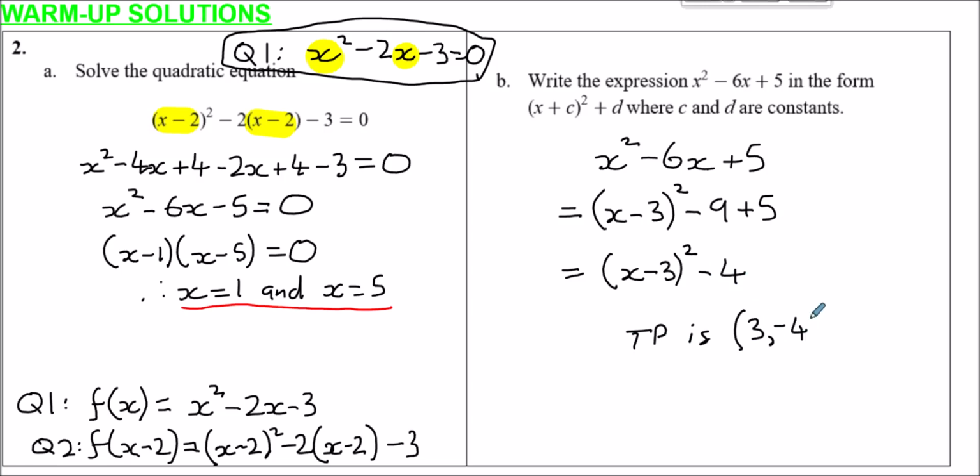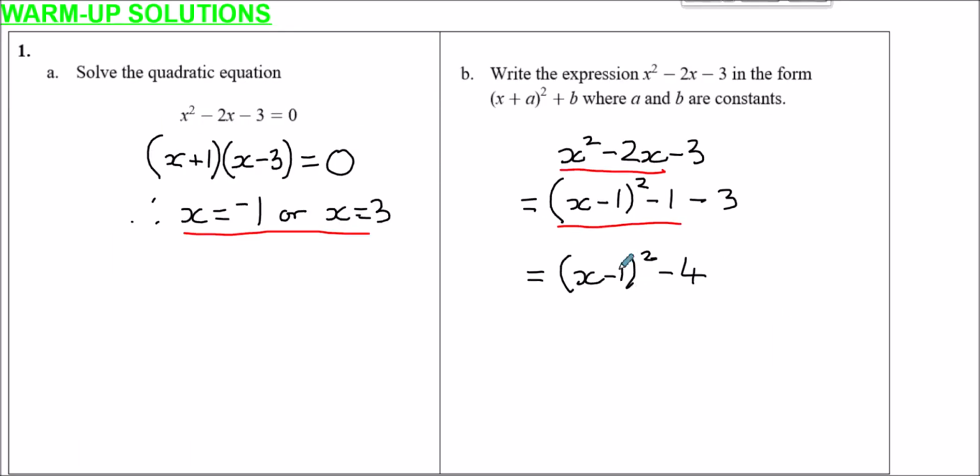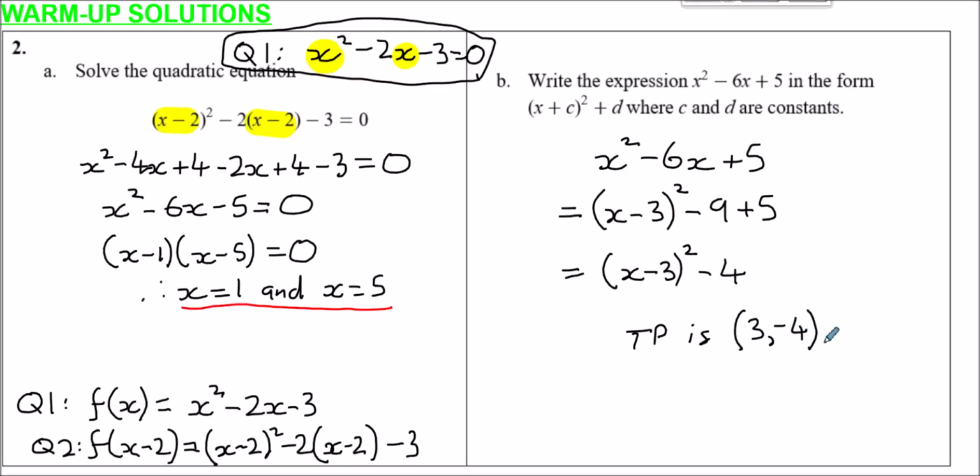And again, if I just quickly compare to 1 part B, the turning point for this one was at (1, minus 4). So the turning point's gone from (1, minus 4) to (3, minus 4). So again, that's been moved 2 along the x-axis, as have the roots. So when we've made a change inside the brackets of a minus 2, it seems to add 2 to the x-coordinates. So we're going to explore this later in the lesson.